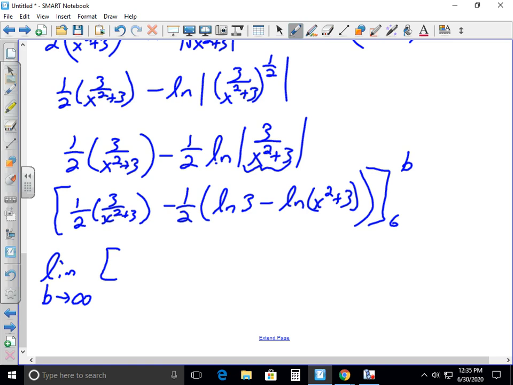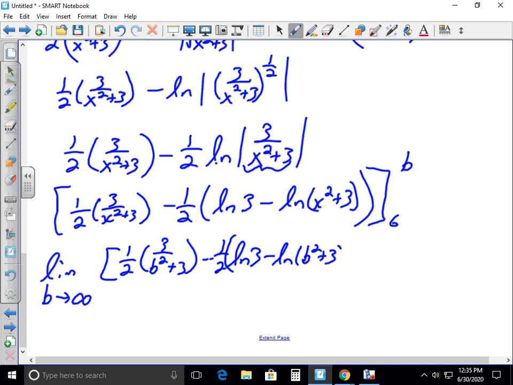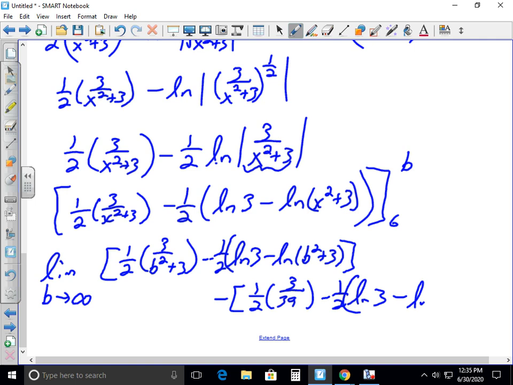If we put a b in, we get 3 over b squared plus 3, minus 1/2 times natural log of 3 minus natural log of b squared plus 3. And then if we put a 6 in, we get 1/2 times 3 over 39, minus 1/2 natural log 3 minus natural log of 39. So put a b in and put a 6 in.